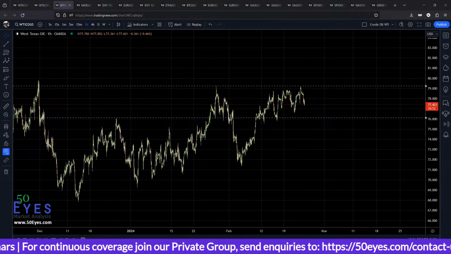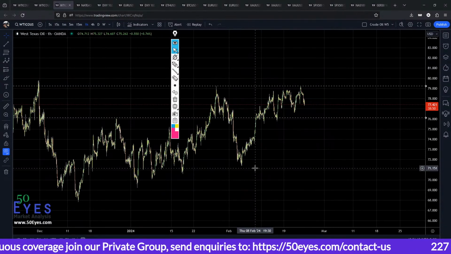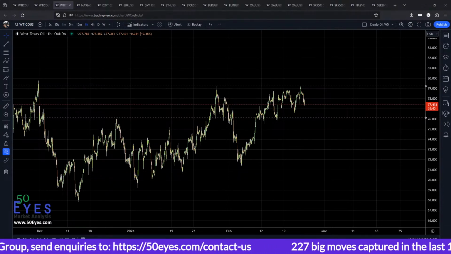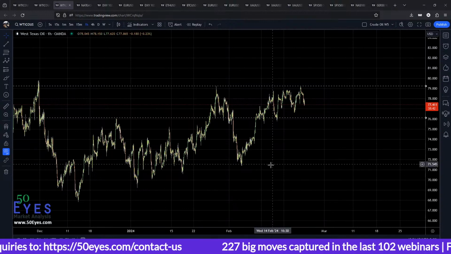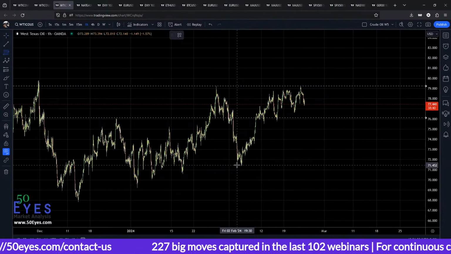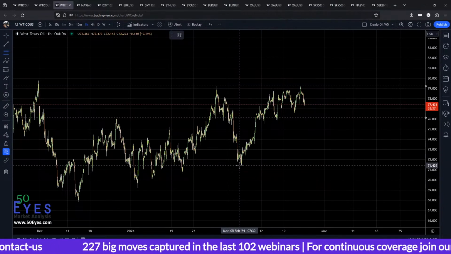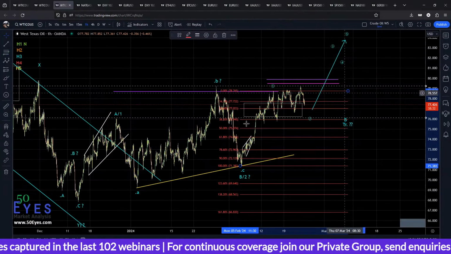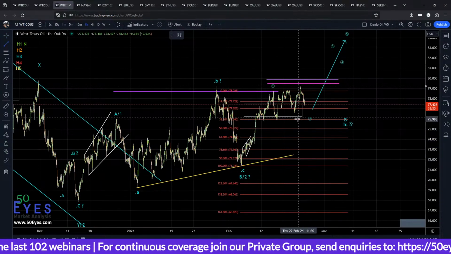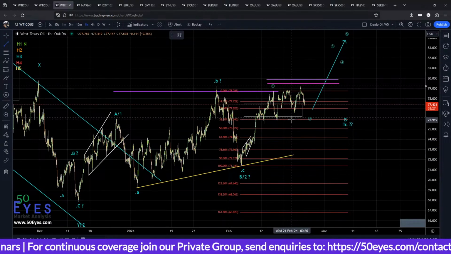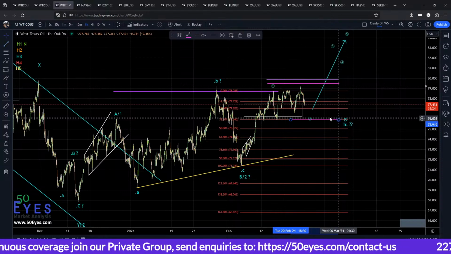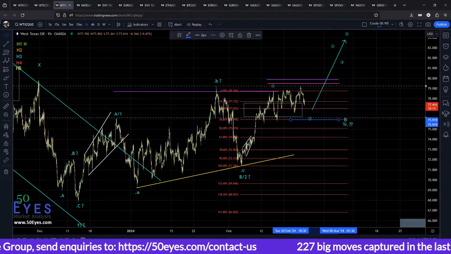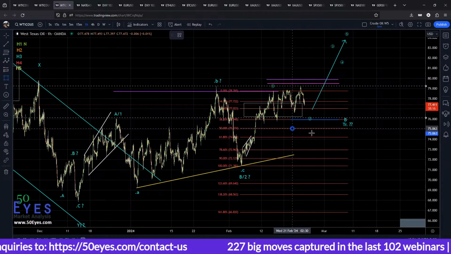I'll just project the targets for the expected corrective structures for 2. Give me a moment here. Now, since it is looking like a flat correction, I personally do not think a deeper retracement will be seen, but we don't know if it turns into a complex or does something completely out of the ordinary. So better be prepared for it.